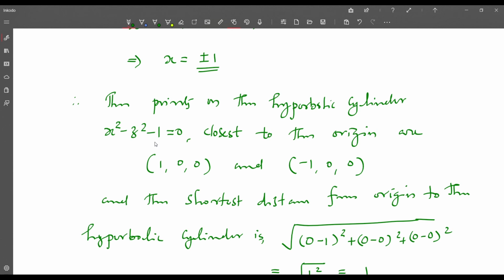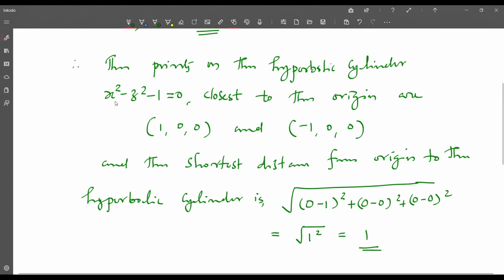You may verify it using GeoGebra, and that is a home assignment for you.